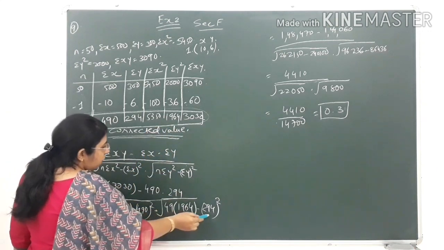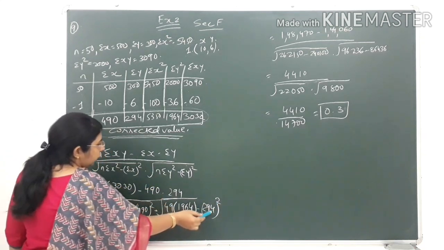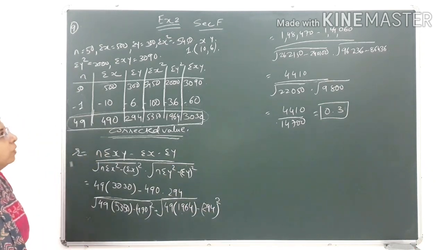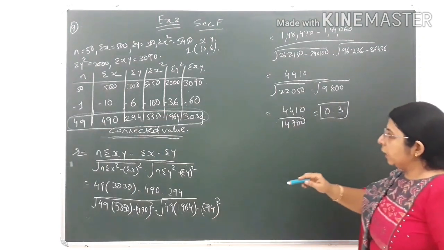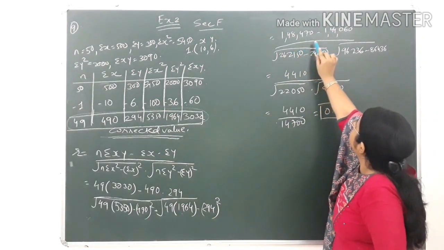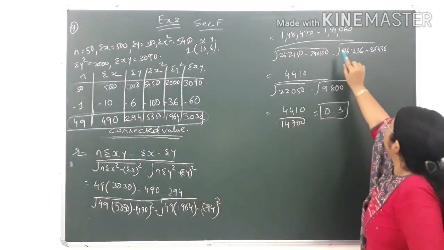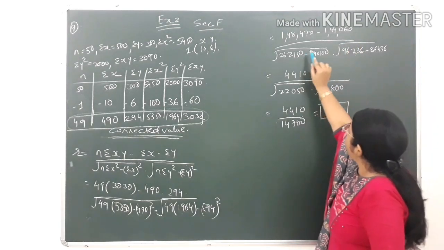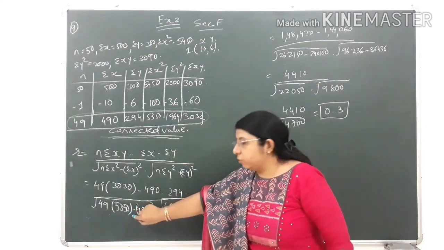So sigma y that you have taken 294, so 294 whole square. So by placing after all the data, we have to do the calculation, subtraction, multiplication of the data. So 49 into 3030 you will be doing, you will be getting 1,48,470 minus 490 into 294, it would come to 1,44,060 upon under root of 49 into 5,350.